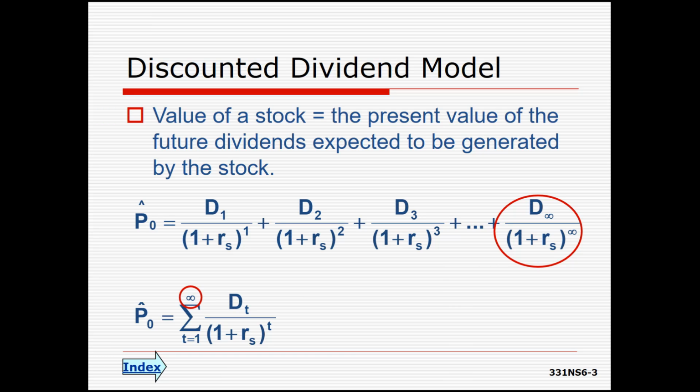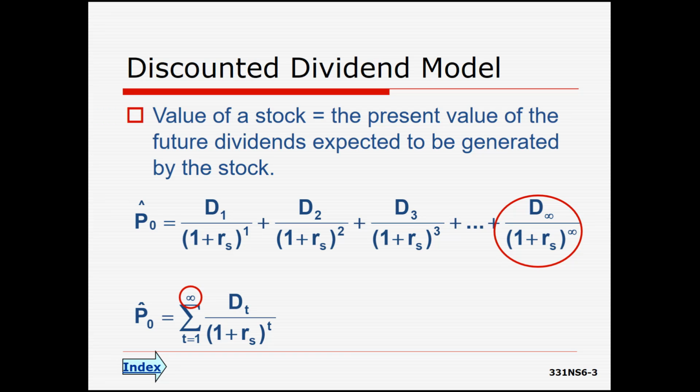Recall that the value of a financial asset is the present value of its future expected cash flows discounted at an appropriate rate. With a bond, at the time it's issued, we know exactly what each interest payment will be and when it will be paid. We know exactly how long the bond will be outstanding and exactly what we'll receive at maturity.